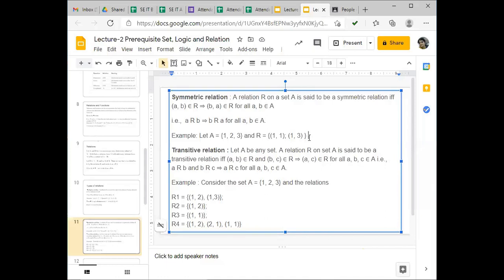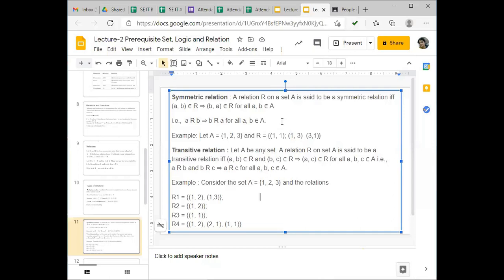Yes. So to make it symmetric, what has to be added? If A is related to B, B should be related to A. So what has to be added? Yes, Harshal. Very good. 3, comma 1 has to be added. See, 1 is related to 3, so 3 should be related to 1. 1 is related to 1 and 1 is related to 1, that is itself, right? So we need not add anything for this relation. But for this relation, we need to add 3, 1. So now this is symmetric. Hope you are getting it, students.